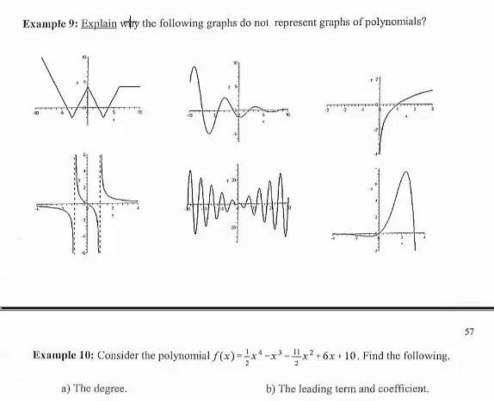Example 9 reads, explain why the following graphs do not represent graphs of polynomials. The first one's real easy to pick out the problem. We have these sharp points, so not a polynomial.